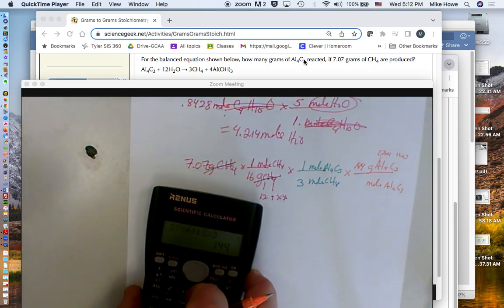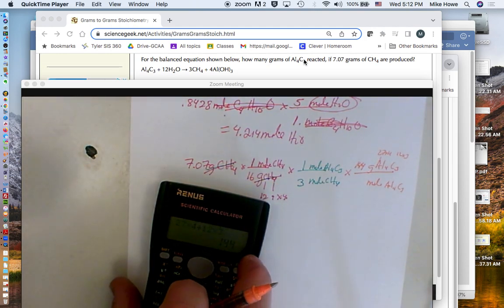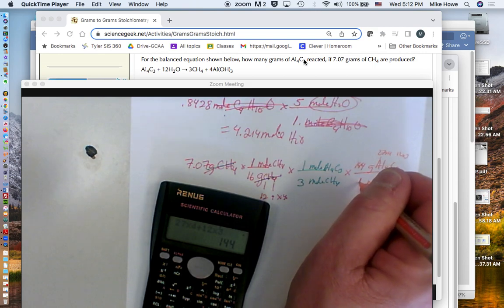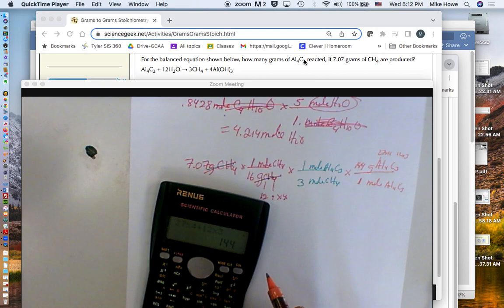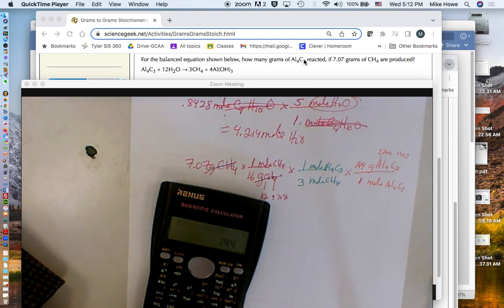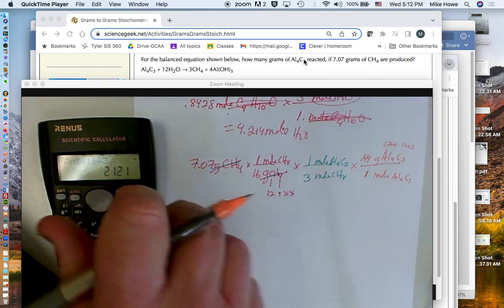So to solve this problem, now we multiply all the things across the top and divide by all the numbers on the bottom. By the way, a 1 goes in front of moles except in the mole ratio, where you have to look at the equation for the numbers. So 7.07 times 144. Then we're going to divide by 16 and divide by 3. So we end up with 21.21.